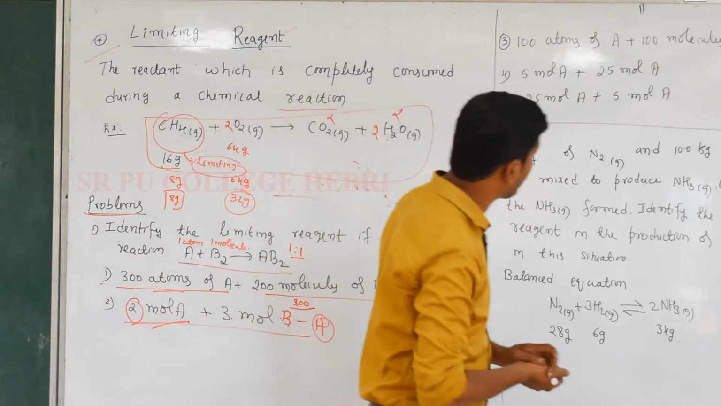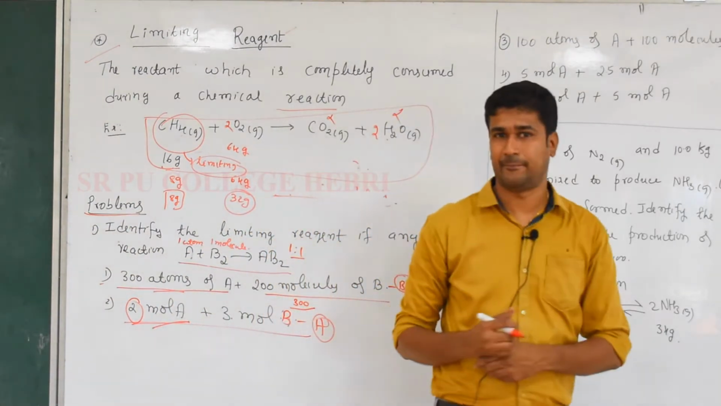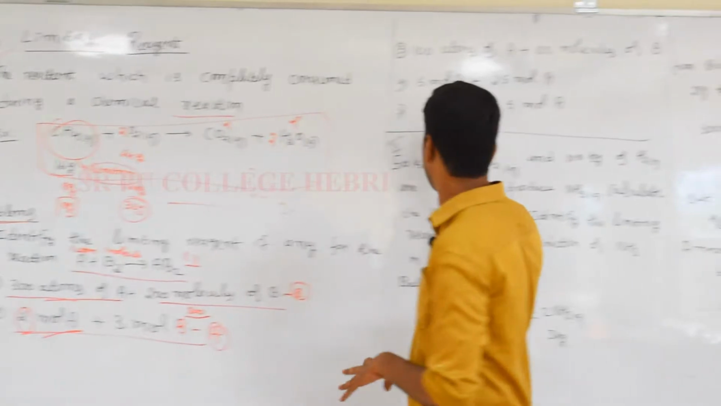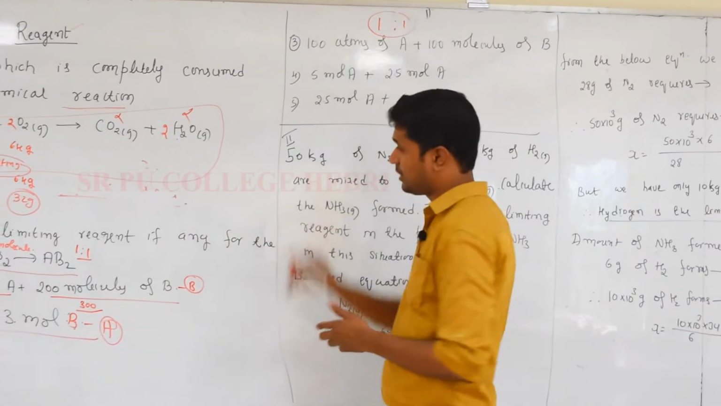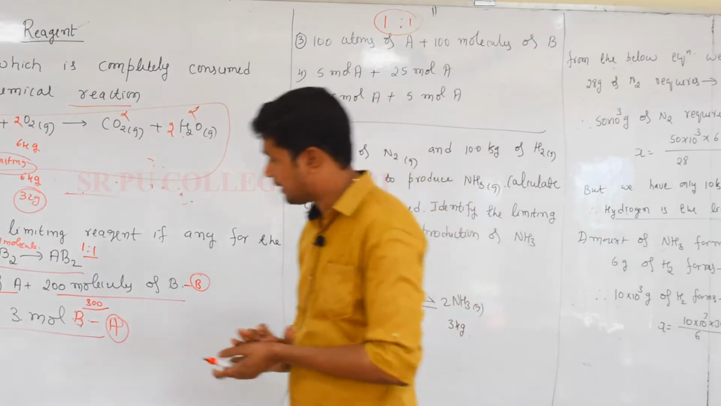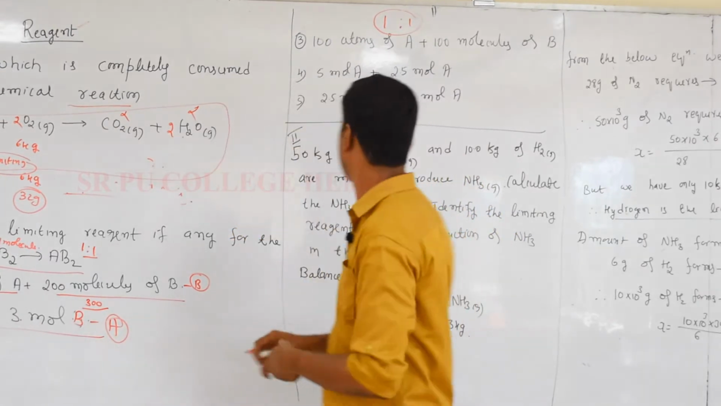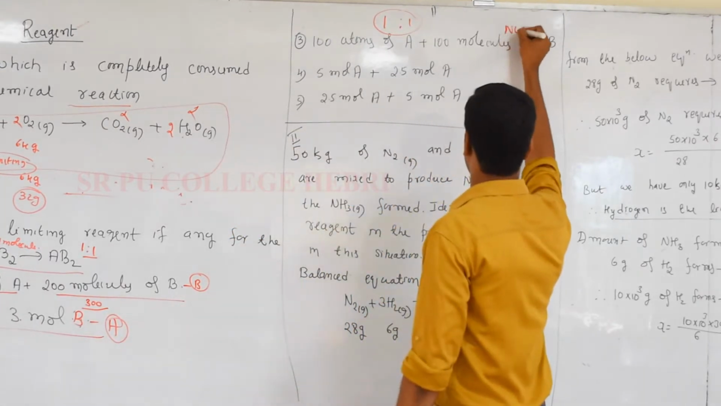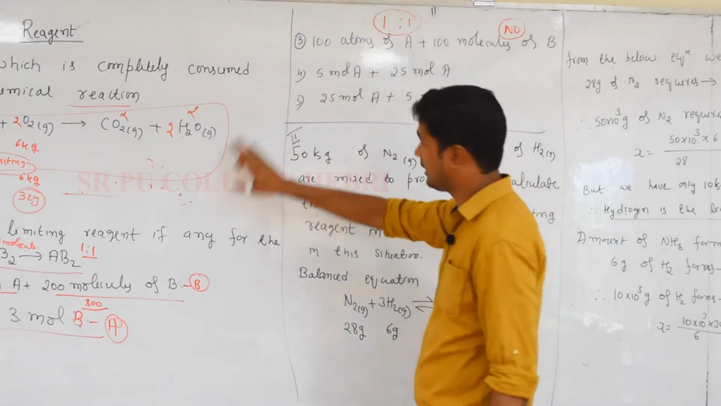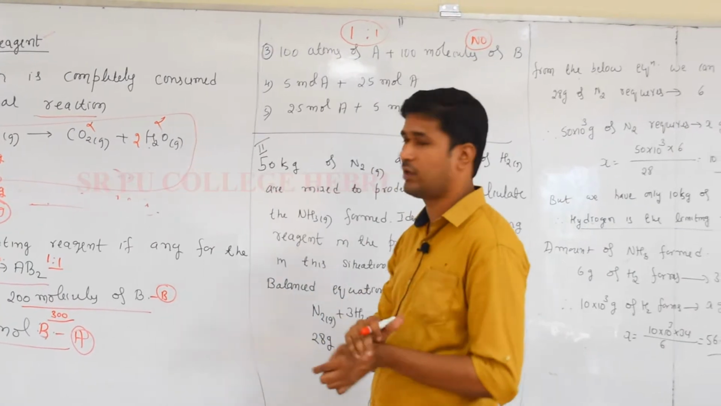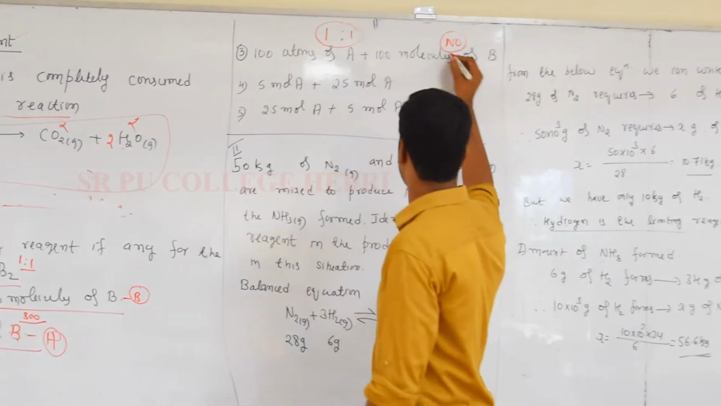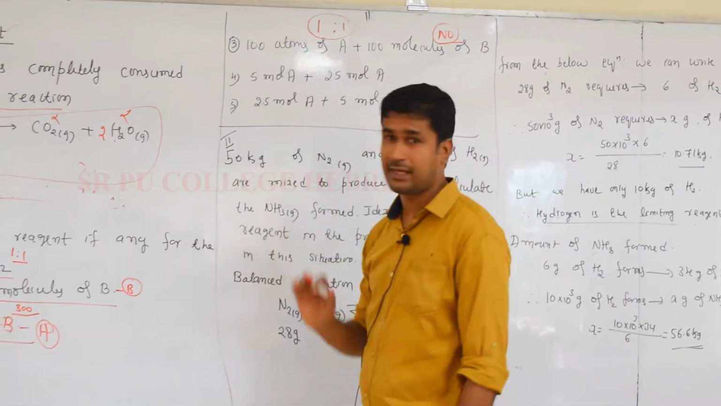100 atoms of A and 100 molecules of B. So 100 atoms of A, the ratio is 1:1. Is there any limiting reagent? Here there is no limiting reagent, both get consumed together. So no limiting reagent here. Is there anything that gets consumed faster? No. Each time 1 atom of A reacts with 1 molecule of B and there is no limiting reagent.